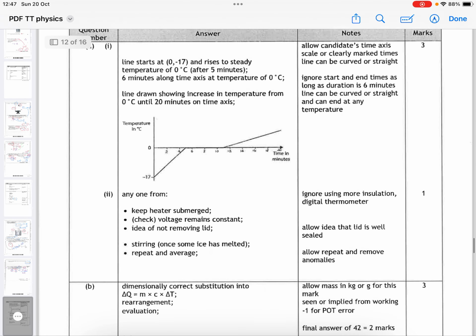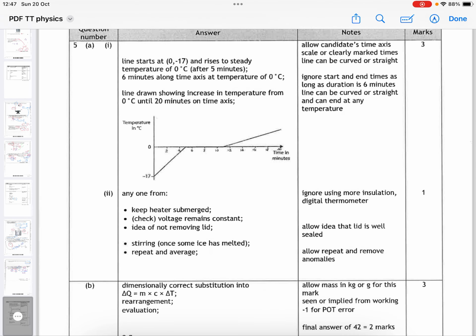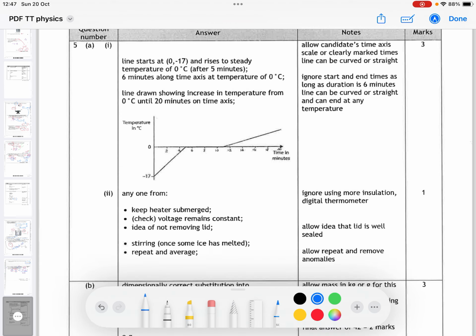Here's the mark scheme to work out how to get the marks. And the sensible answer for this question: make sure the heater is fully submerged, so it all goes into the ice and it's not going to heat the air, for example, if there's any air gaps.